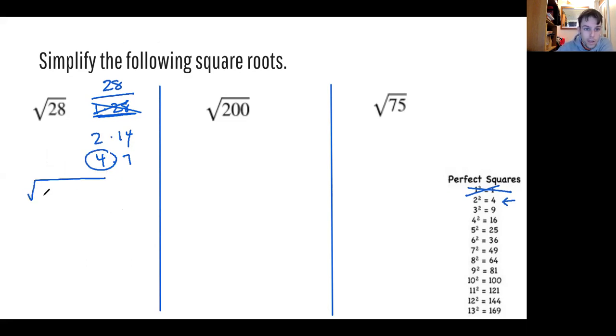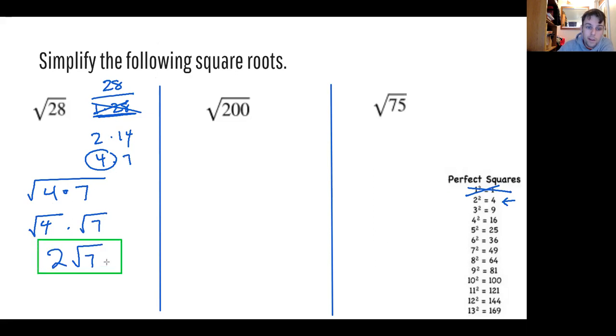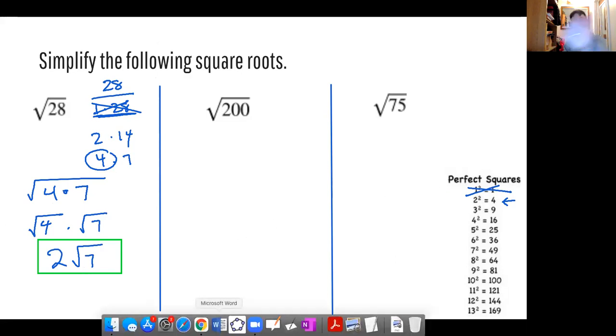So square root of 28 is equal to square root of 4 times 7. Again, we can split that up. Square root of 4 times the square root of 7, which becomes 2 times the square root of 7. And that is our final answer. This is in reduced radical form or simplified radical form. 7, the number inside here, has no perfect square factors other than 1, so it's reduced.